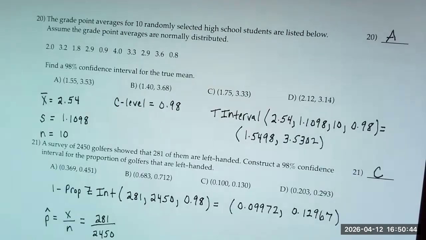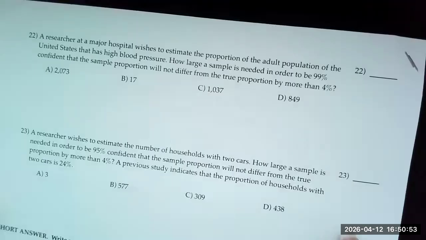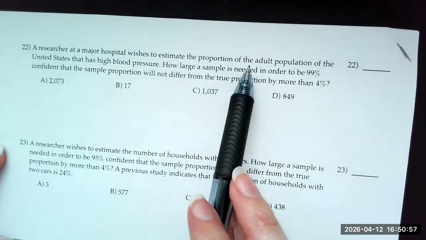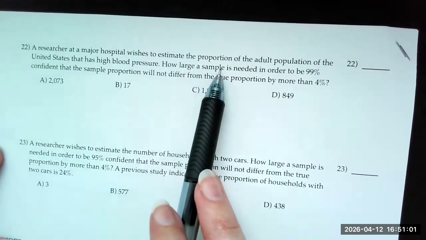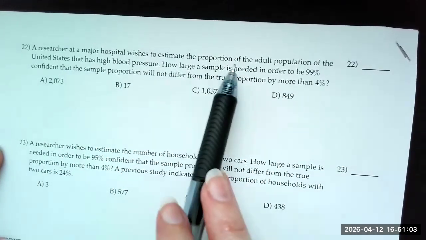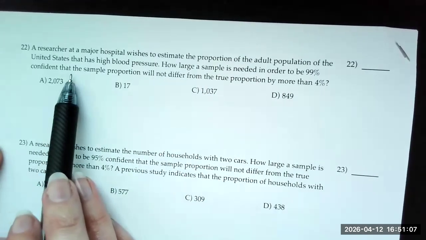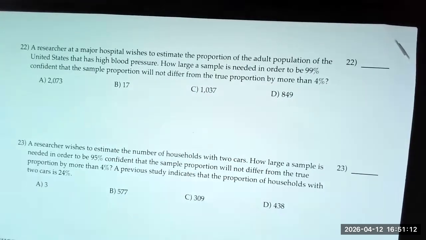All right, on to the last page. A researcher at a major hospital wishes to estimate the proportion of the adult population of the United States that has high blood pressure. How large of a sample, it's a sample size problem, is needed in order to be 99% confident that the sample proportion will not differ from the true proportion by more than 4%.